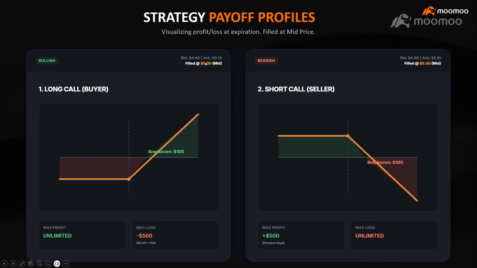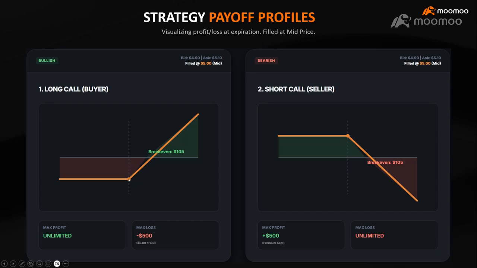Say for example, if the bid is 490 and the ask price is 510, the mid price will be $5. So if you enter into the position at my mid price of $5, that means you are paying $500. By the expiration, how much can you lose? Maximum loss is only $500. So no matter how far the underlying drops, the maximum loss will be only $500.